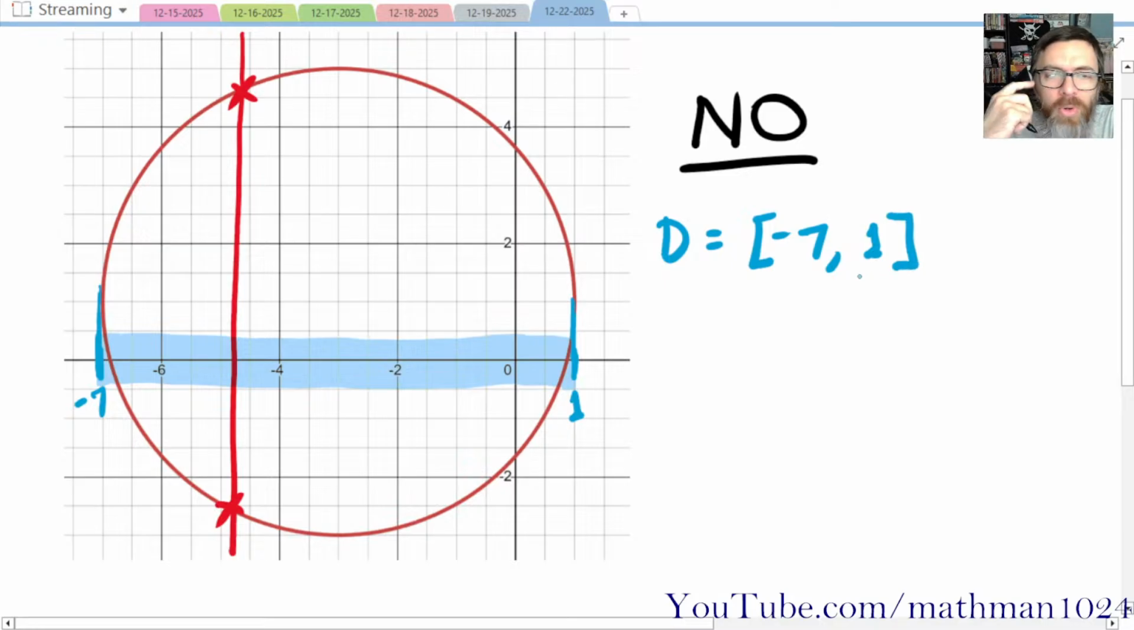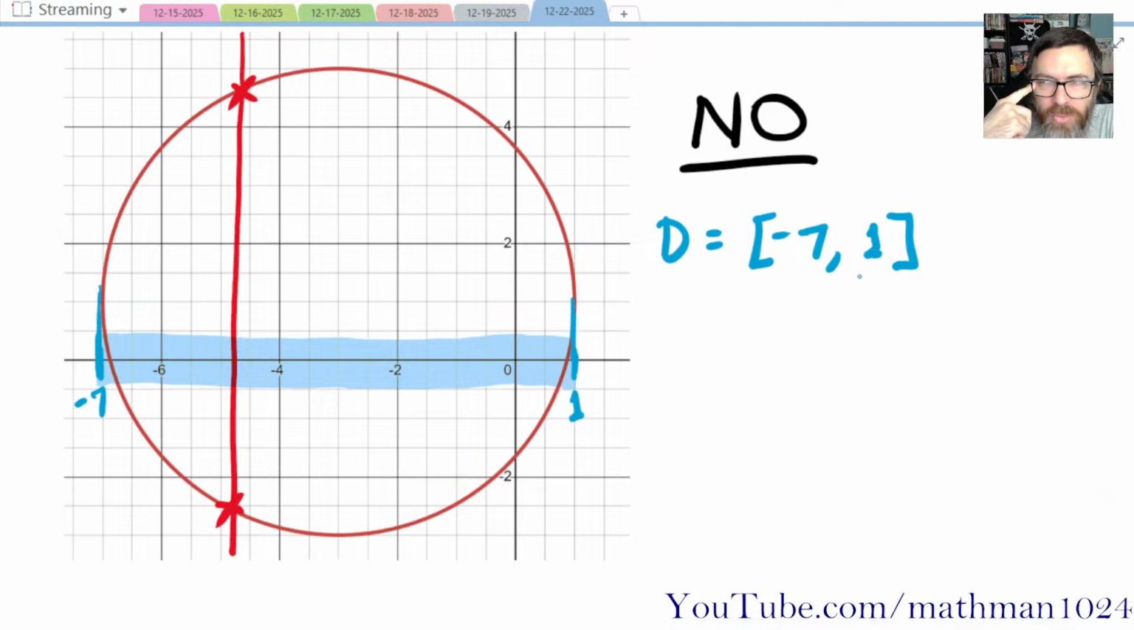For domain and range, it doesn't really matter where you cross the x or the y axis. That's not what's important. What's important is what values are being used for the x and for the y to make up this picture. So we don't need anything going beyond -7 or +1. Everything in between gives us all those points that we see on the graph.